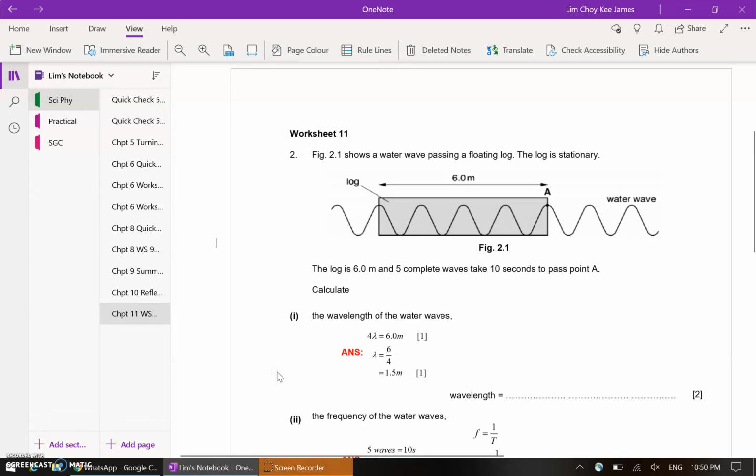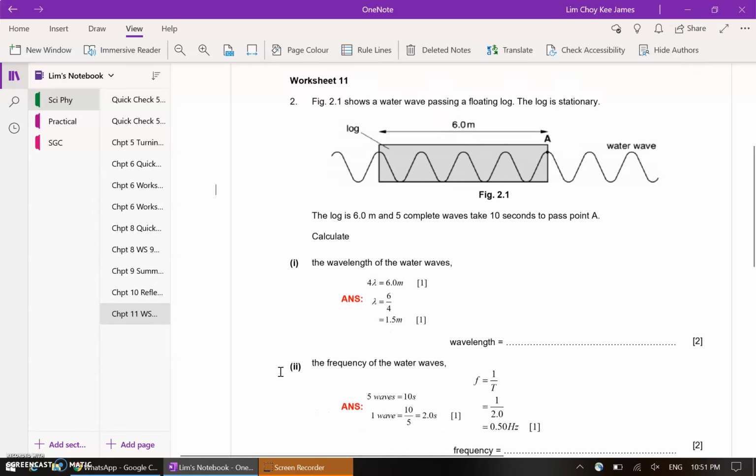Okay, good evening everybody. Today we will run through one question that we have in our worksheet. The main reason to look at this worksheet is the mathematical manipulations. We will look in depth at how we actually use the formula to solve a standard wave question, for worksheet 11, question 2.